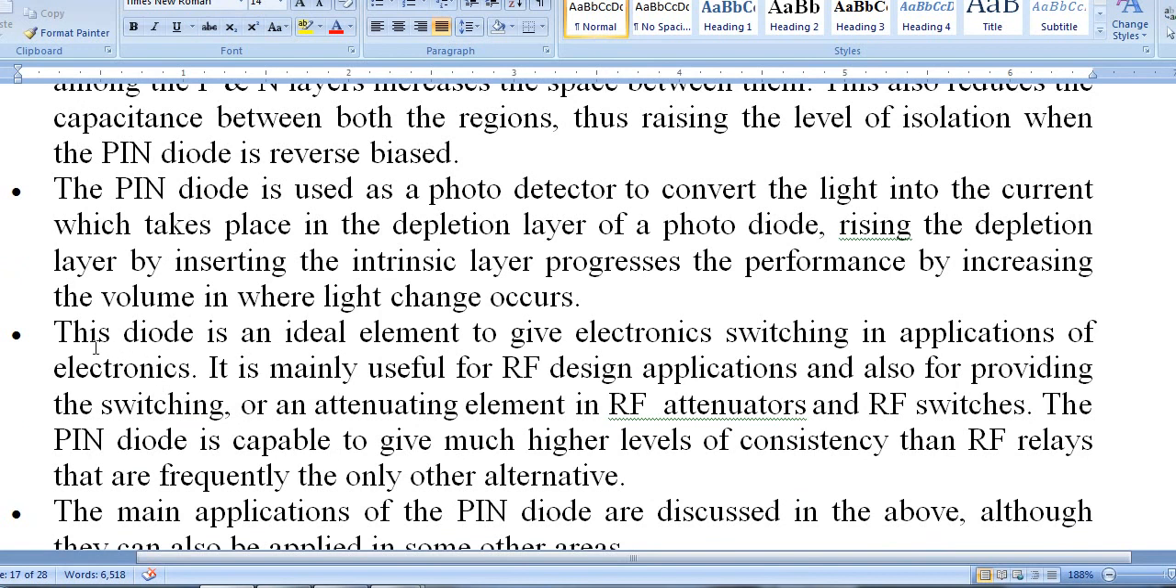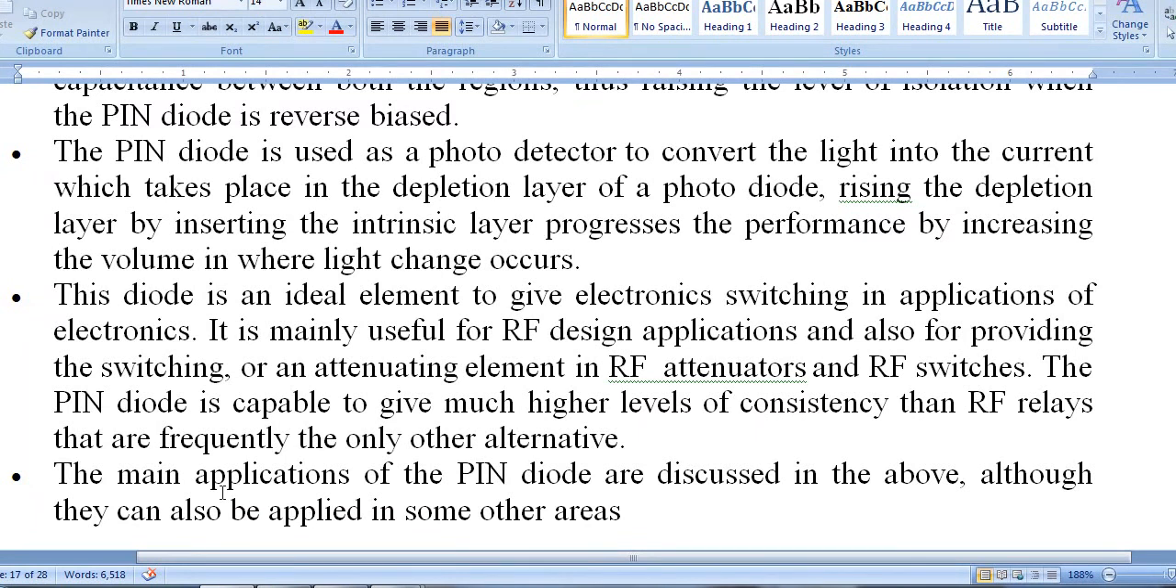Also, this PIN diode is an ideal element to give electronic switching in electronics applications. It is mainly useful for RF design applications and also for providing switching or attenuating elements in RF attenuators and RF switches. The PIN diode is capable of giving a much higher level of consistency than RF relays, which are frequently the only other alternative.